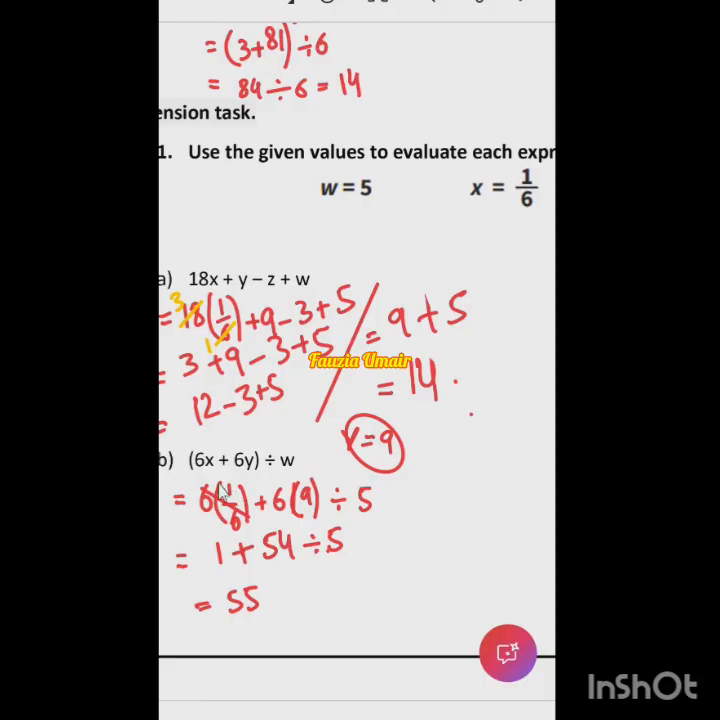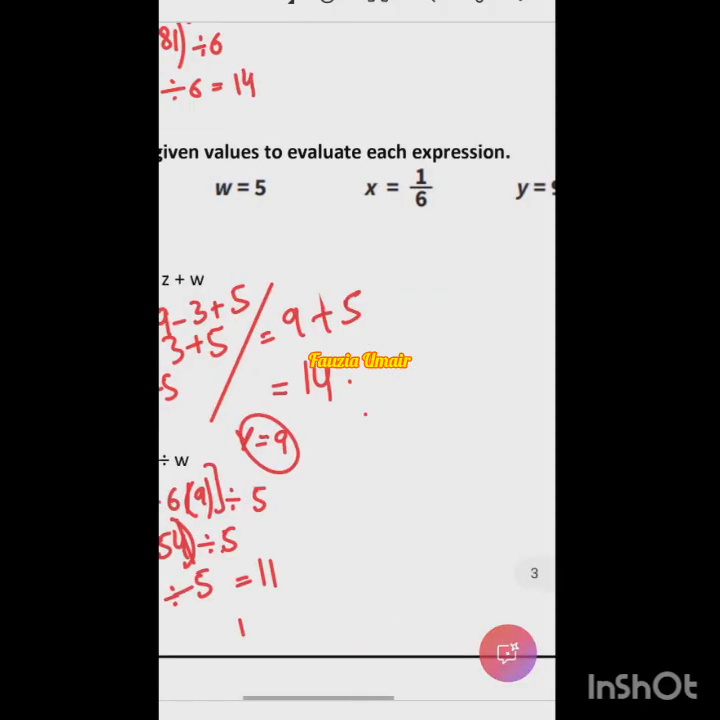Actually, now the question comes, there can be one thing that comes to mind. 1 plus 54 divided by 5. According to board maths, division should be solved before addition. So why are we adding first? There was a bracket. 6x plus 6y should be solved first, and the division will be at the end. Very good. So this will be 11, right? Excellent.